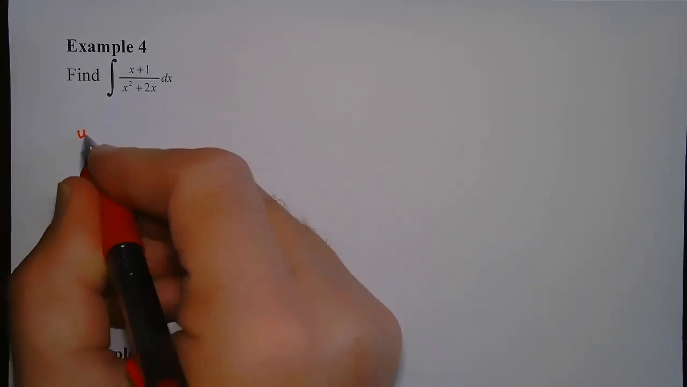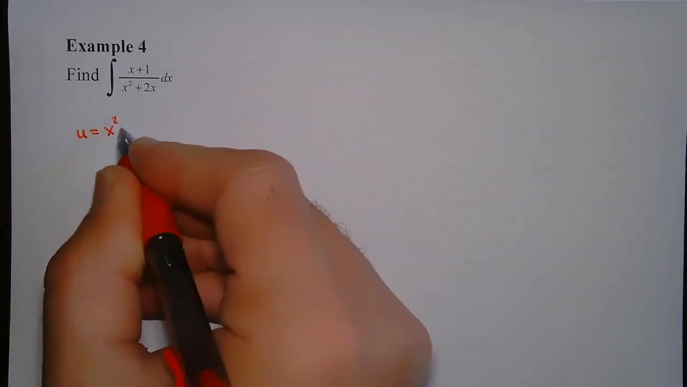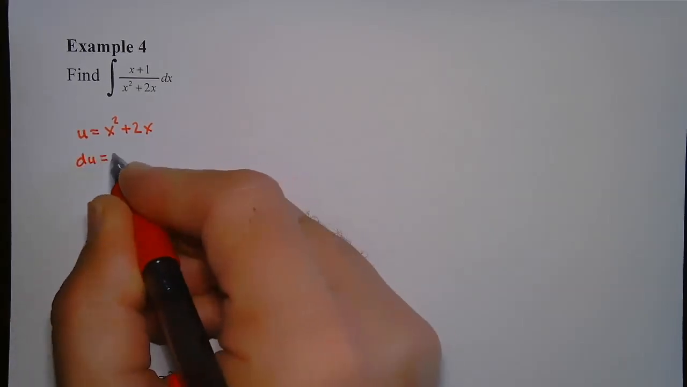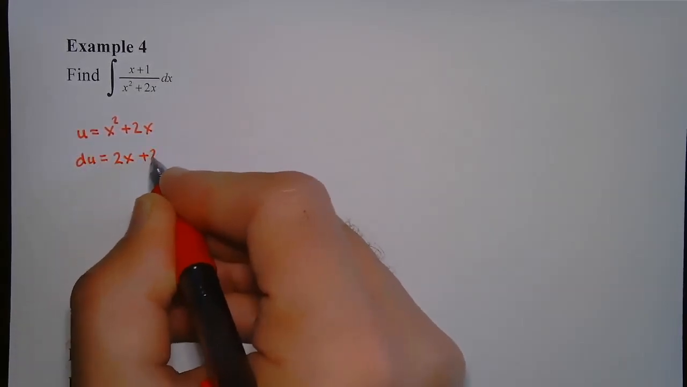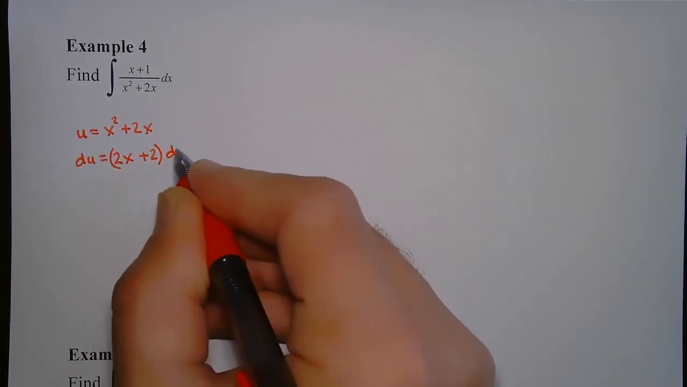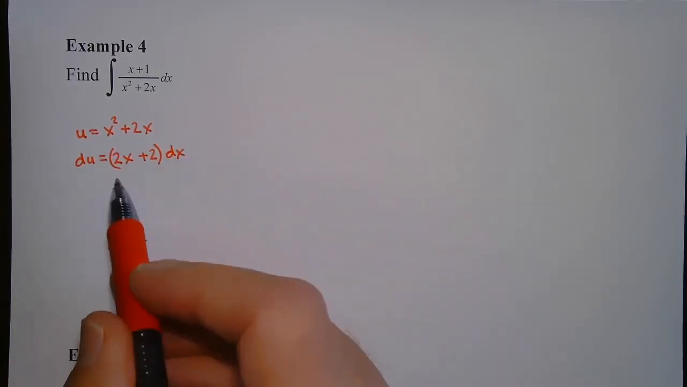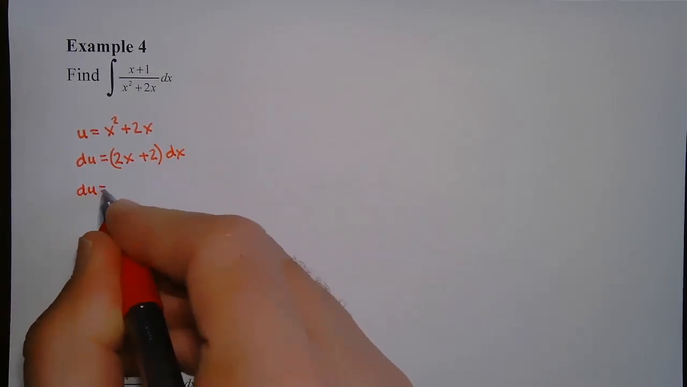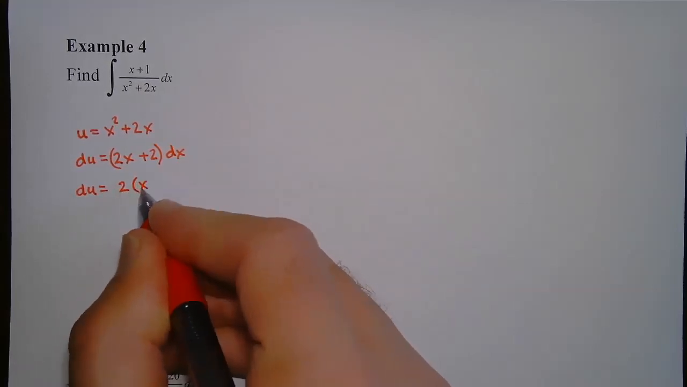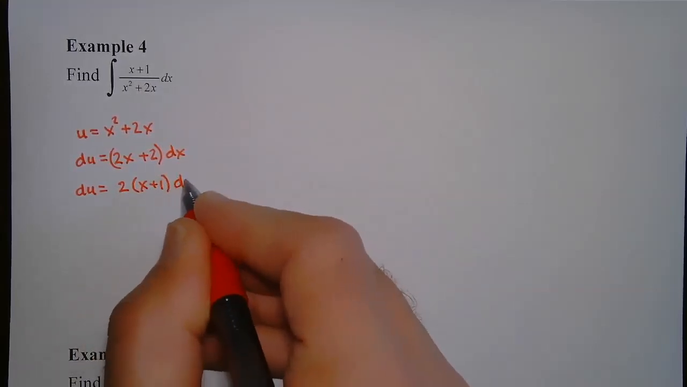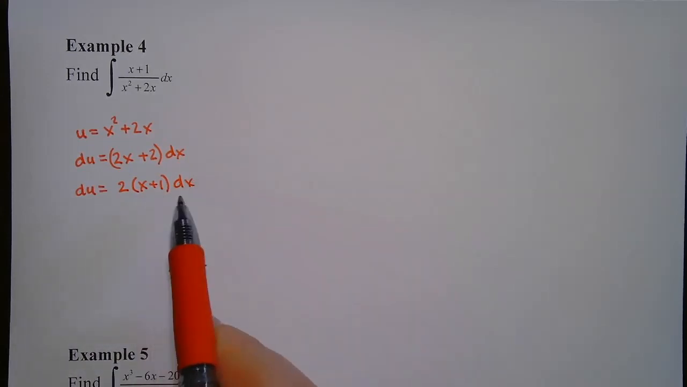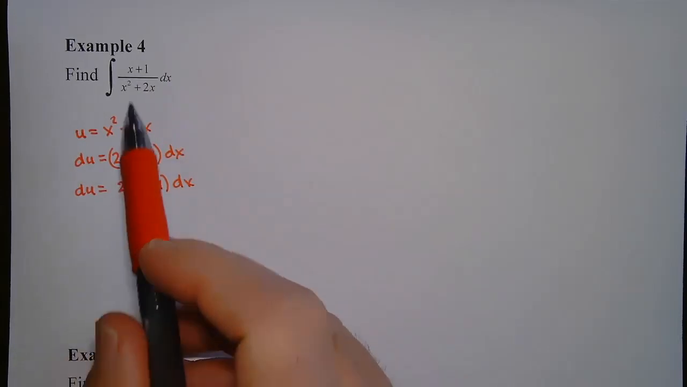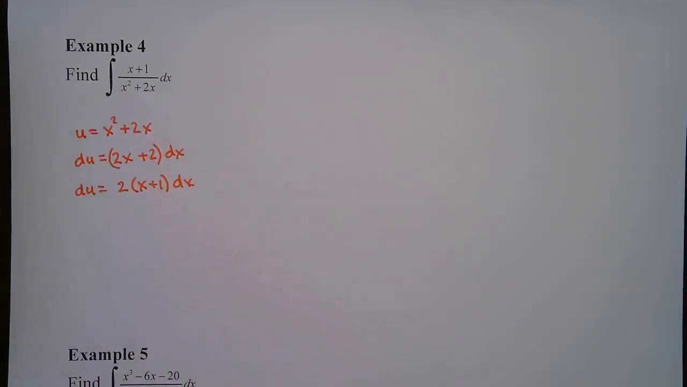So we're going to let u be x squared plus 2x, and then du would be equal to 2x plus 2 times your dx. Now, if you look at this, we could factor out a 2, right? So our du is really 2 times x plus 1 dx. And here we have our x plus 1 and our dx. That's our numerator, so we need a 2. So we can multiply by 2 as long as we also multiply by 1/2.